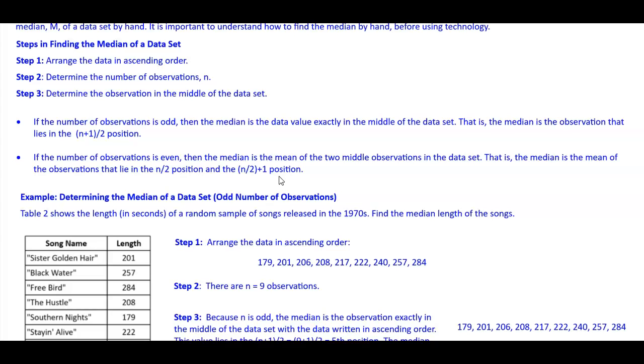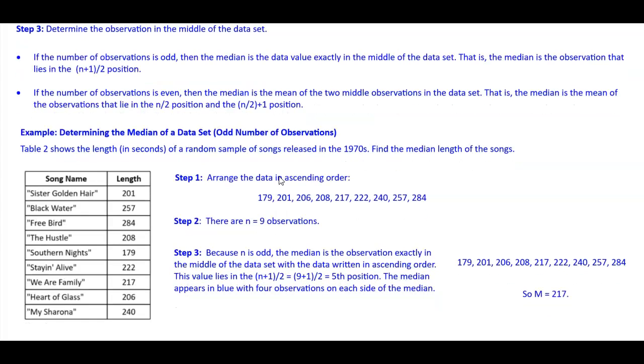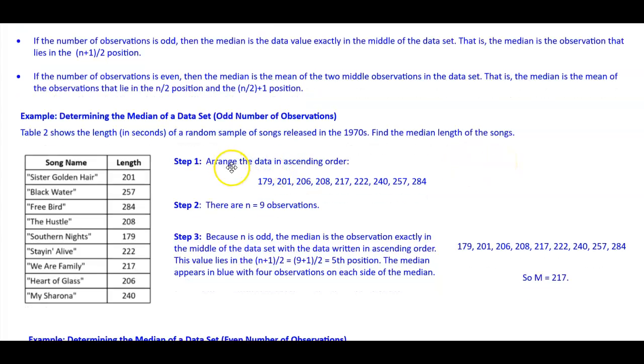So let's take a look at an example, determining the median of a data set. In this case, we have an odd number of observations. Table 2 shows the length in seconds of a random sample of songs released in the 1970s. We want to find the median length of the songs. First, in step 1, we arrange the data in ascending order. So the lowest number is 179, and then 201, 206, 208, 217, 222, 240, 257, and 284. Then we count how many observations there are. When we count all the numbers, n is equal to 9 observations.